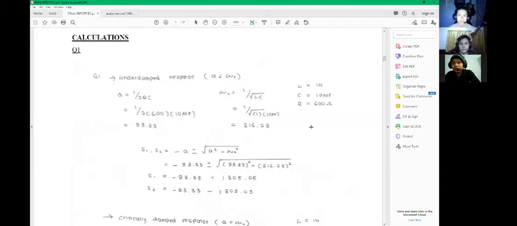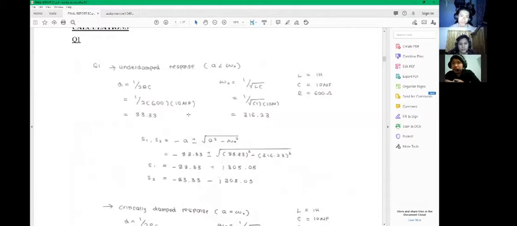So without further ado, I will explain the calculation for underdamped, critically damped and overdamped response. For each case we use a formula: alpha is equal to 1 over 2RC, omega naught is equal to 1 over the square root of LC, and with these we should find s1 and s2.